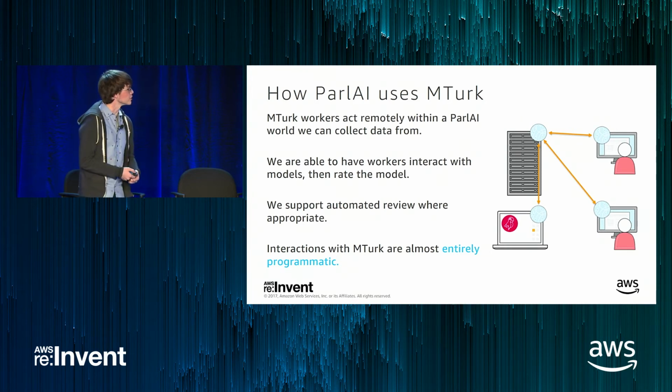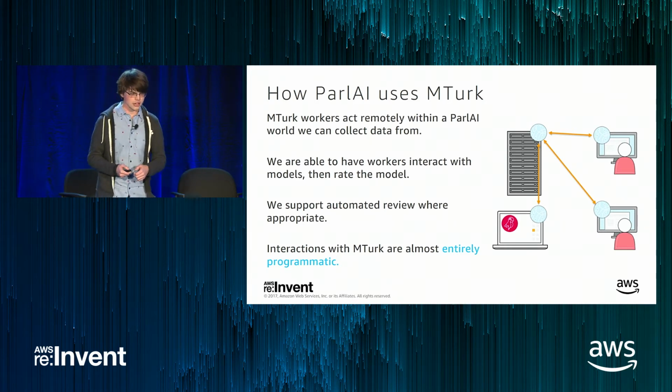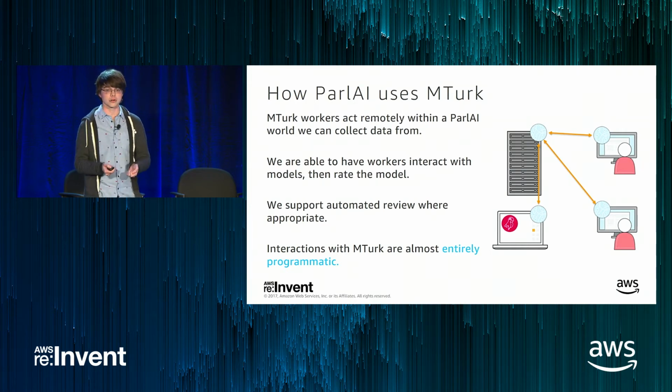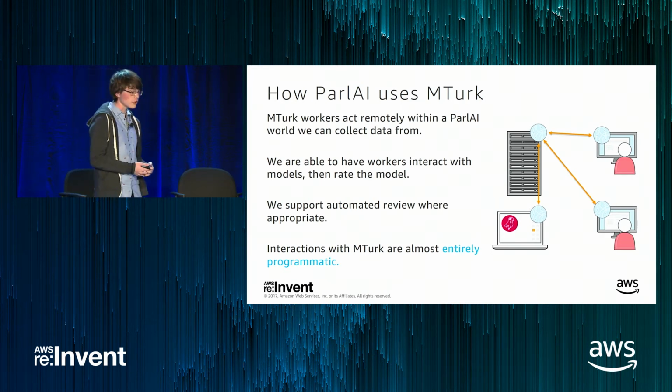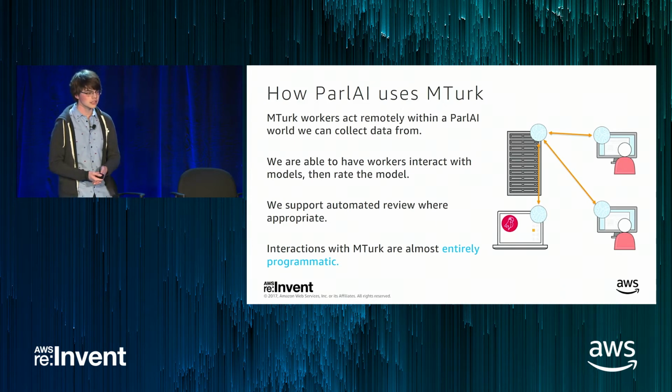But more towards how we're using Mechanical Turk, we try to connect these workers together within a Parlay world. This way, as they interact with one another, we can record the conversations as data that we can then use to train our agents to do tasks that they couldn't do before. We're also able to have workers interact with a model directly and then have them rate their interaction. So that's what lets us do model evaluation. And then we also support automated review of this work where it makes sense to. This way, there's a way to either accept or reject directly in the workflow that you've set up. You don't need to manually go through all of them.